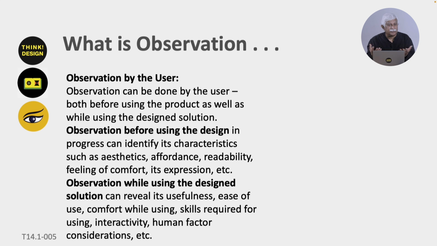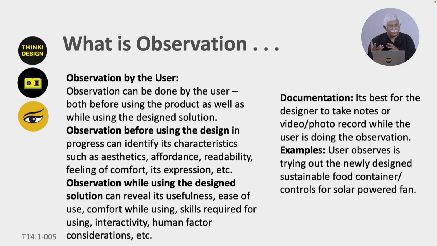And while using the product, it can reveal its usefulness, ease of use, comfort while using, how interactive it is, skills required for using it, and the human factors involved in it. And you can document the whole process. So the designer takes notes or video or photograph while the user is doing the observation. Examples are a newly designed sustainable food container or the controls for a solar powered fan.